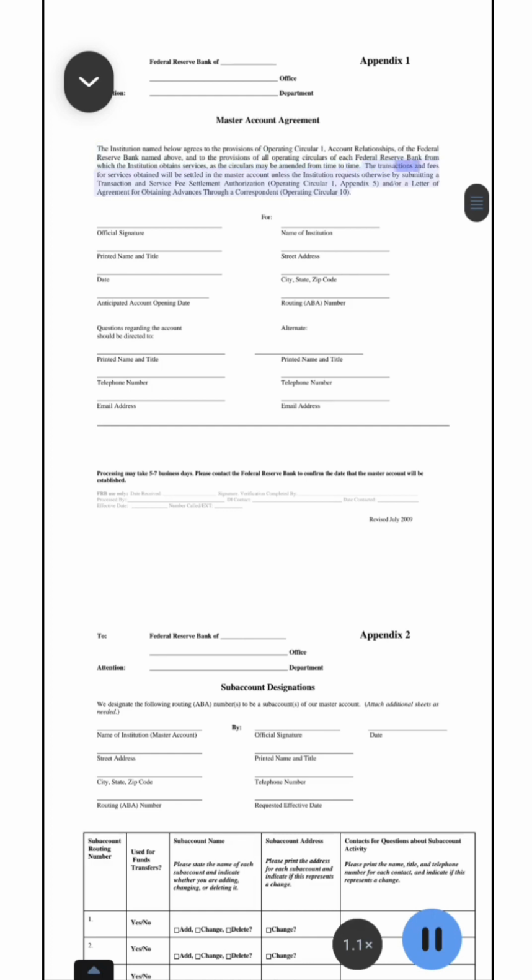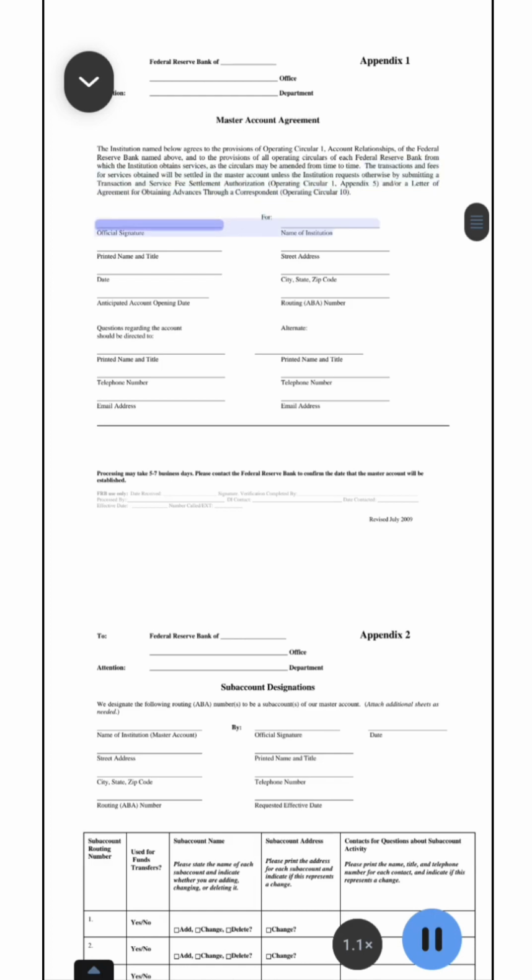The transactions and fees for services obtained will be settled in the master account unless the institution requests otherwise by submitting a transaction and service fee settlement authorization, Operating Circular 1, Appendix 5, and/or a letter of agreement for obtaining advances through a correspondent, Operating Circular 10.